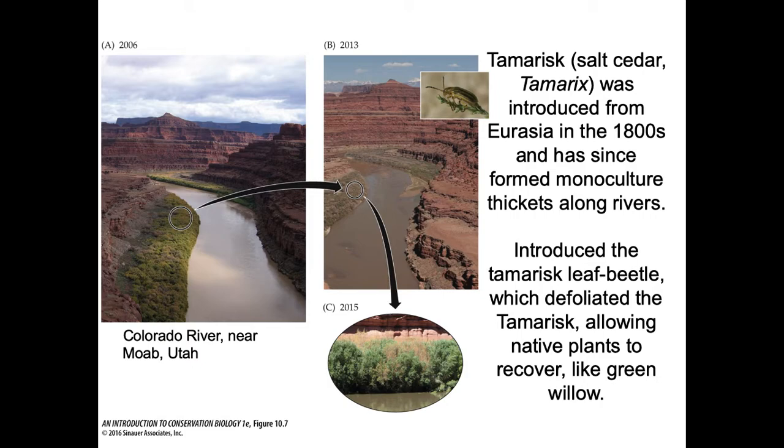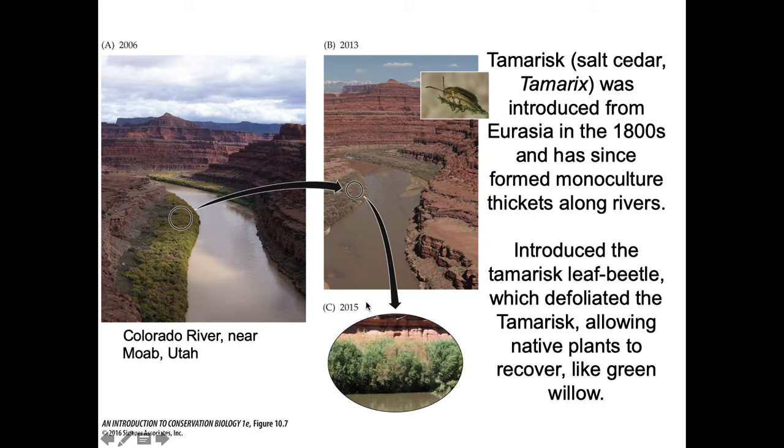So this shows an example. Tamarisk, which is also called salt cedar, was introduced from Eurasia in the 1800s, and it forms these giant thickets all along streams in the southwest United States. So this is a picture of it around the Colorado River near Utah.